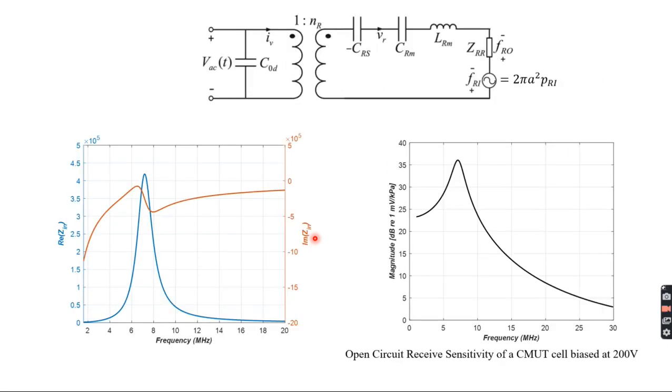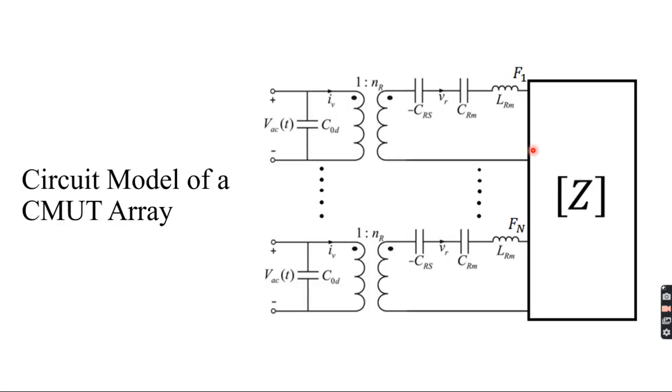Also, there are other things like obtaining the transfer function. If you have, for example, an incoming echo, there is a certain pressure on the acoustic port that is going to be interpreted in terms of the receive voltage signal. So the volts per Pascal is the receive sensitivity. This is for a single cell biased at 200 volts, and you have about 35 dB reference to 1 millivolt per kilopascal. Now the interesting thing is what happens when it comes to arrays.